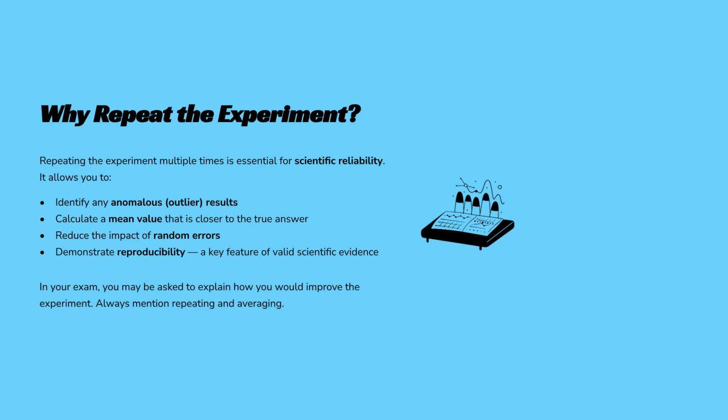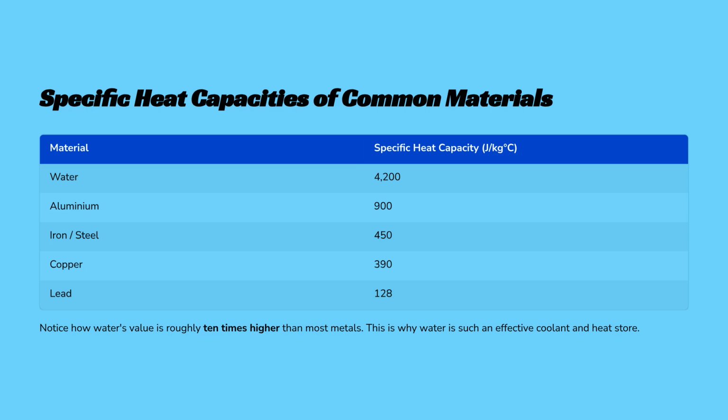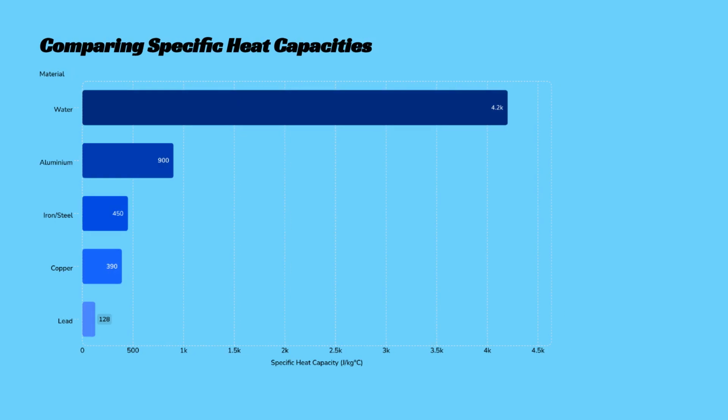Always mention repeating and averaging if asked how to improve an experiment in your exam. This table shows common materials and their specific heat capacities. Notably, water's value is roughly 10 times higher than most metals, which explains why water is such an effective coolant and heat storage medium. This chart highlights water's exceptionally high specific heat capacity compared to metals. It illustrates that for a given amount of energy input, lead will heat up much more rapidly than water.